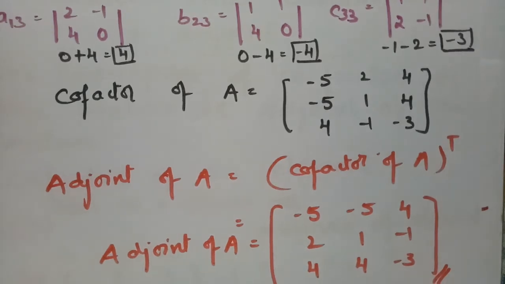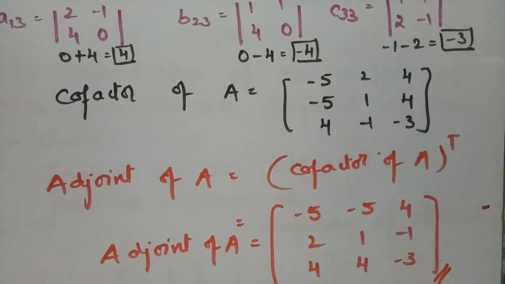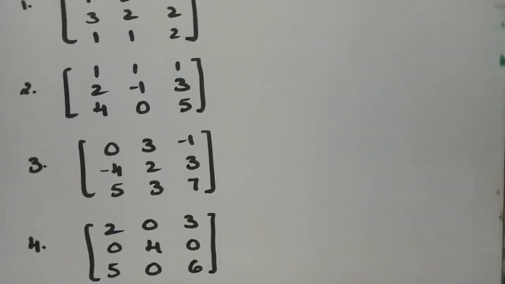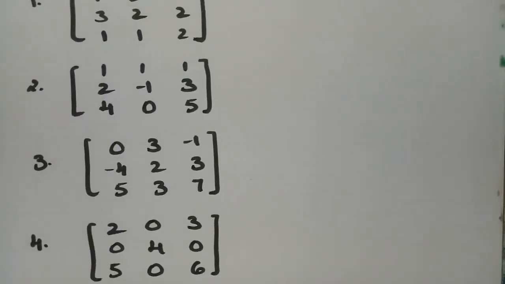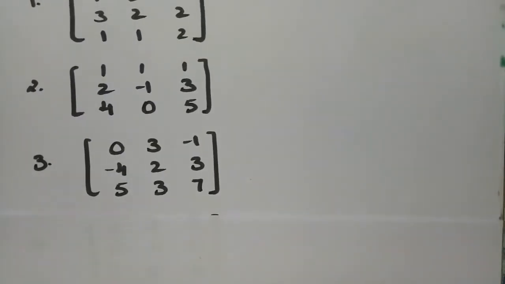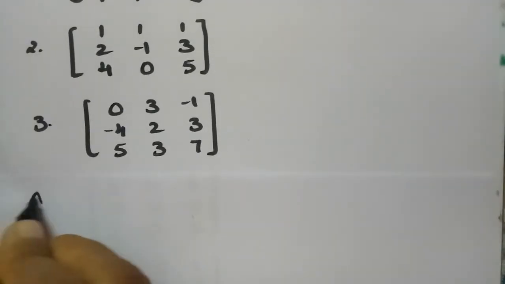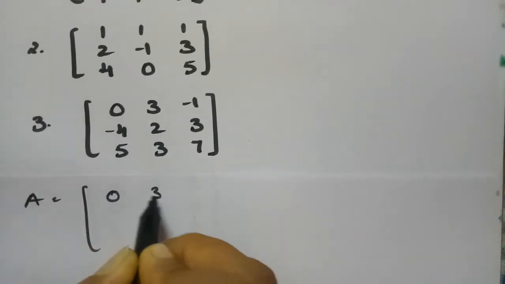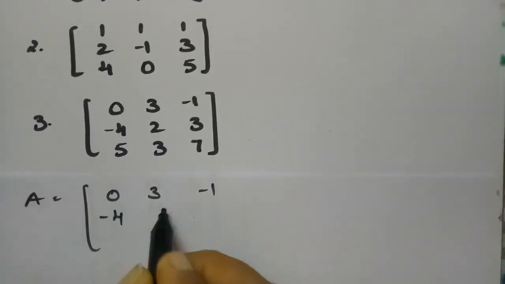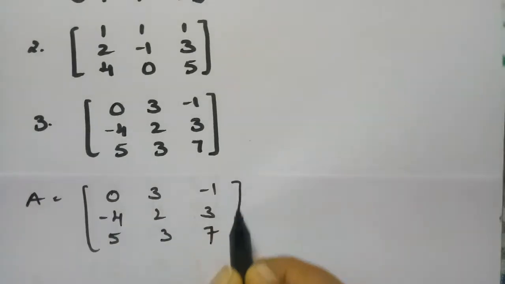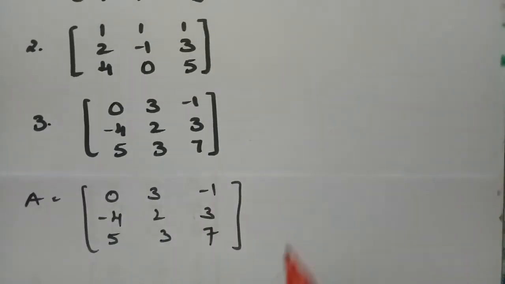And the next one, if I proceed like this, I'll be getting the answer for the second solution soon. And here, the third question is nothing but 0 3 1. So first of all, A is given as, this is 0 3 minus 1, this is minus 4 2 3, and this is 5 3 7. So now I have to calculate the cofactor.